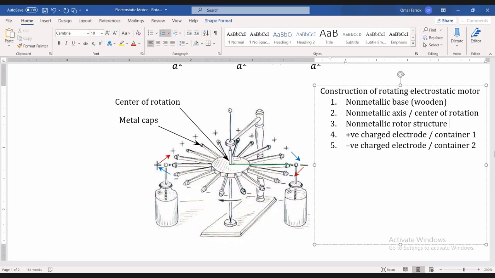Most of the cases, the conventional rotational machine or rotational electrical machine requires a ferromagnetic material based rotor structure, whereas the rotor structure of the electrostatic rotational type of motor requires wooden or any non-metallic substances.